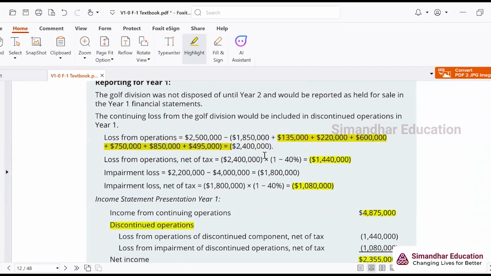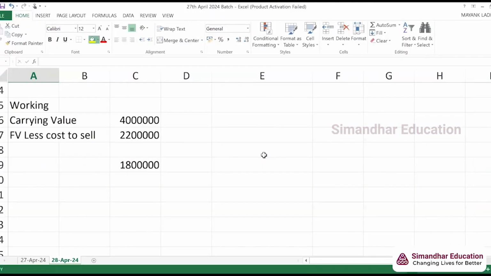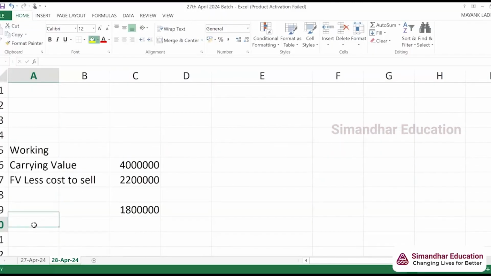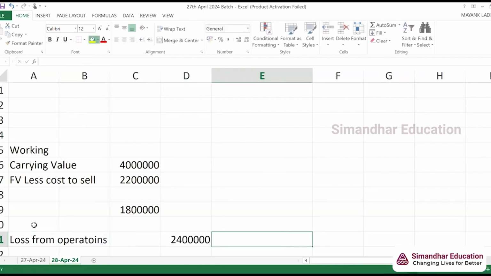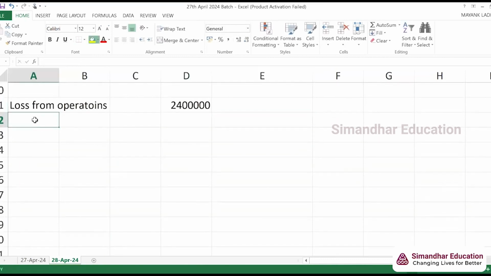$2.4 million. Okay, it's a simple calculation, you can do it. Now, if there is a gain, we have to pay tax. If there is a gain, we have to pay tax. If there is a loss, there is tax saving. Okay, how is there a tax saving? We will understand when we do income taxes. There is a tax saving because of this loss, I have to pay lower taxes.